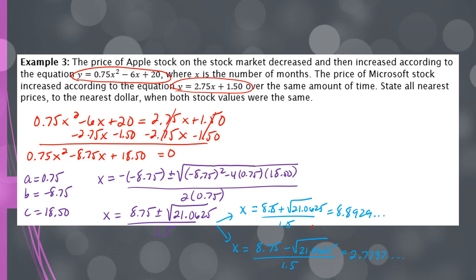Now one thing we need to talk about is what x represents. It tells us up here x is the number of months. So when it said that we needed to round all the prices to the nearest dollar, it wasn't talking about these numbers that I have written in blue. It was talking about the numbers that we're going to get as our y value. So when I plug these in, let's round these to one decimal place, 8.9 for the first one and 2.8 for the second one.